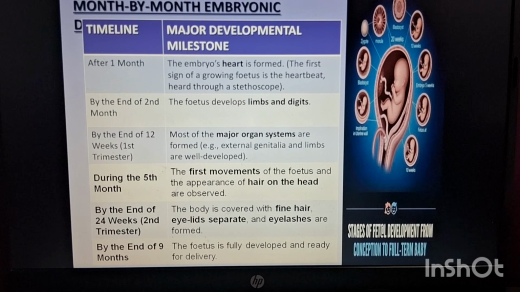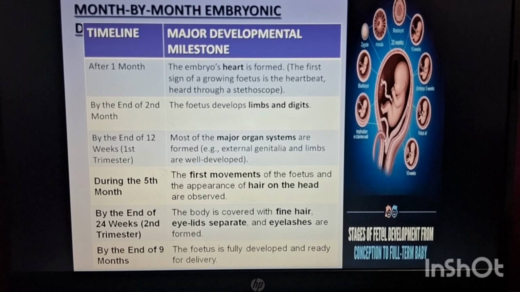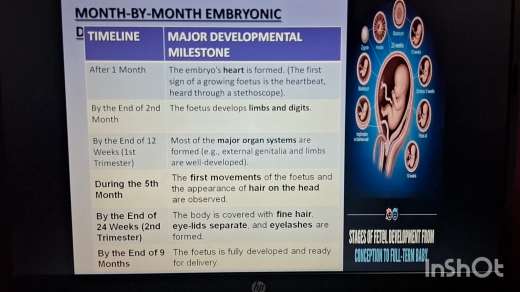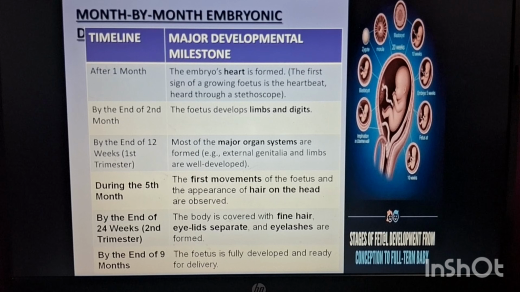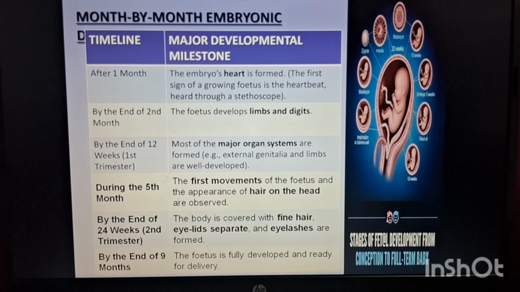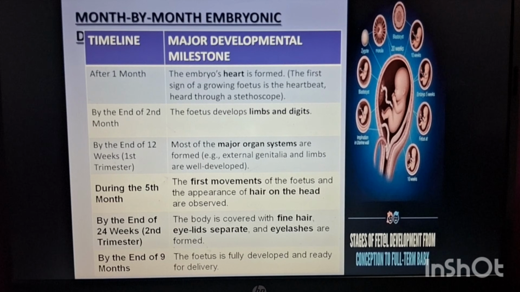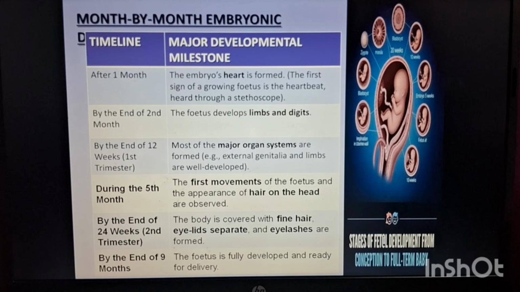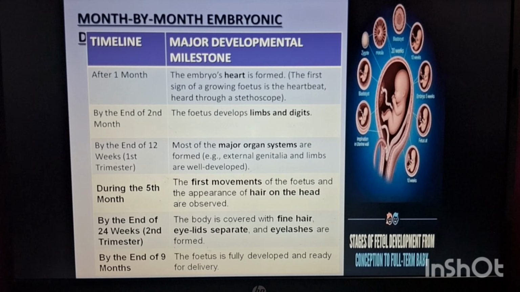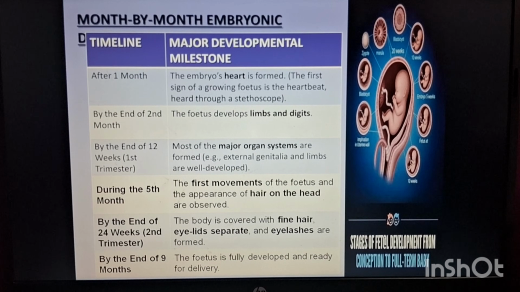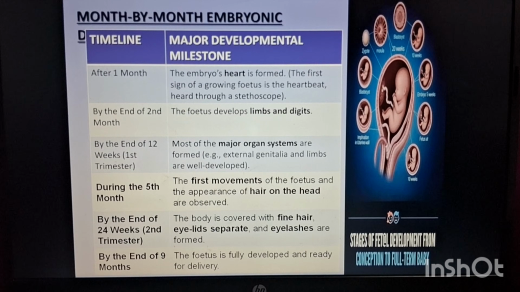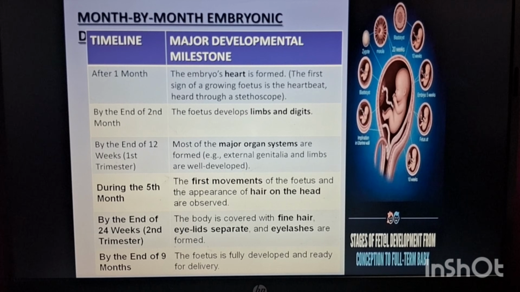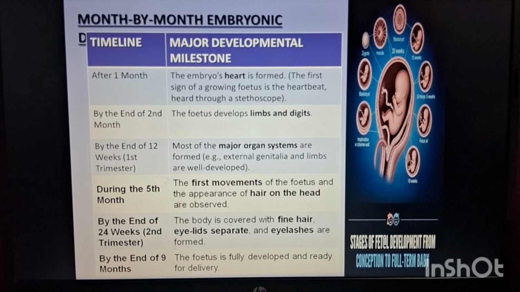Next, during the fifth month, the first movements of the fetus and the appearance of hair on the head are observed. Next, by the end of 24 weeks, or second trimester, or 6 months, the body is covered with fine hair, eyelids separate and eyelashes are formed. Next, by the end of 9 months, the fetus is fully developed and ready for delivery.